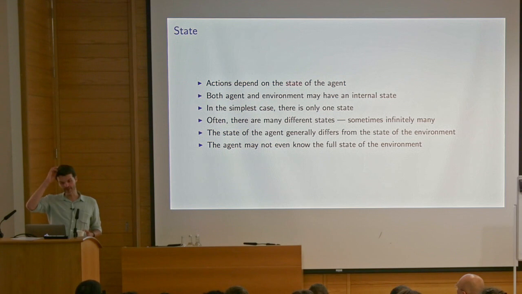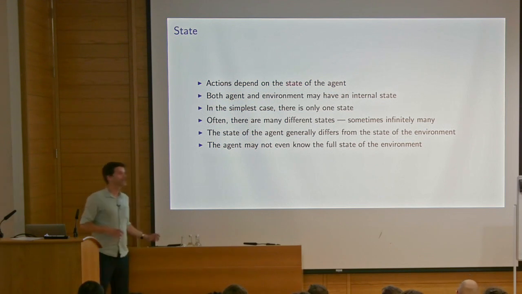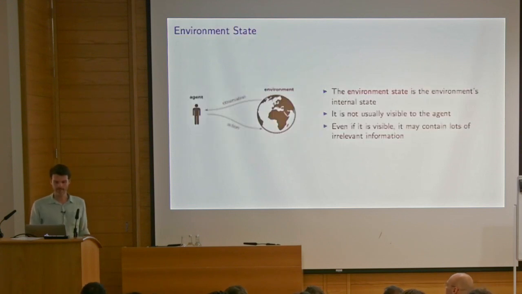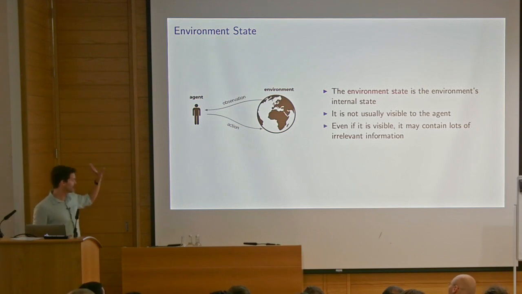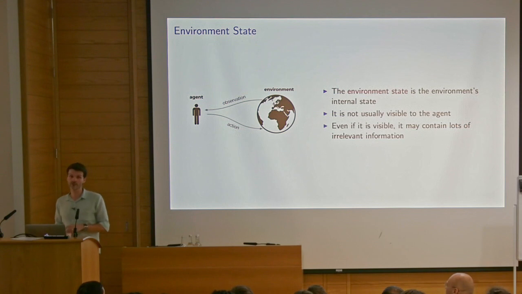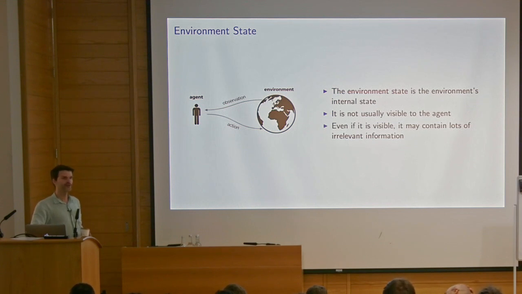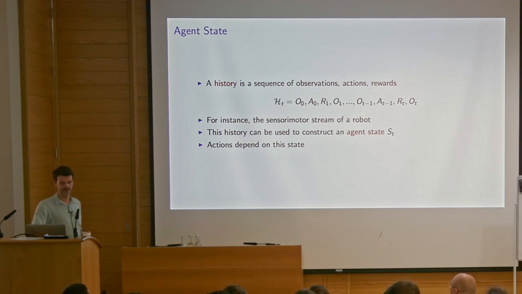As I said, the state of the agent generally differs from the state of the environment, and the agent might not have access to the full state of the environment. Even if the agent did have access to the full state of the environment, it might actually be too big to reason about meaningfully. So here we again see the interaction of the agent, and note that it actually only gets observations from the environment. The full state of the environment might be observable, in which case the observation might cover all of that. But usually that's not the case, and even if it were, it might contain loads of irrelevant information that even to look at might take too much computation for it to be a meaningful thing to do. So typically the observations aren't the full environment state.